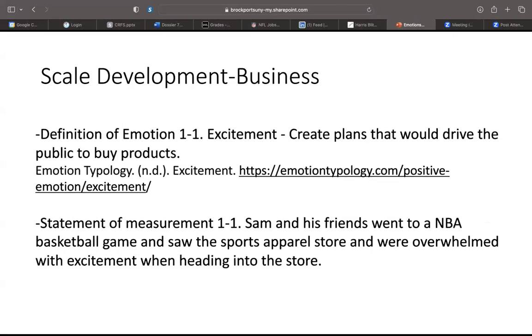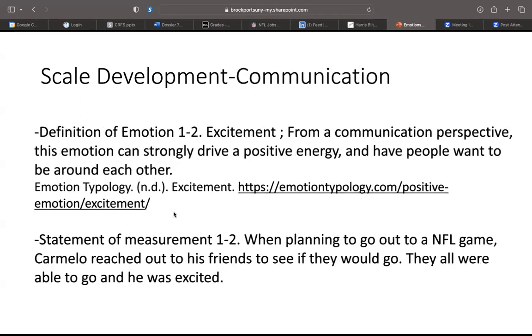From scale development in the business aspect, excitement could create plans that would drive the public to buy products. And a measurement could be: Sam and his friends went to an NBA basketball game and saw the sports apparel store and were overwhelmed with excitement while heading over to the store.